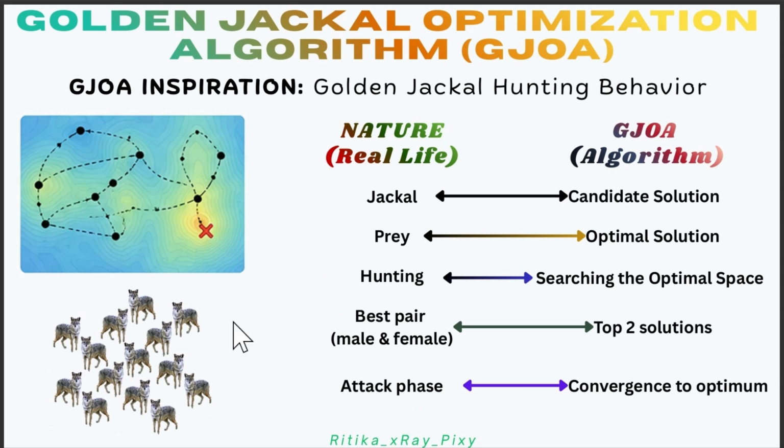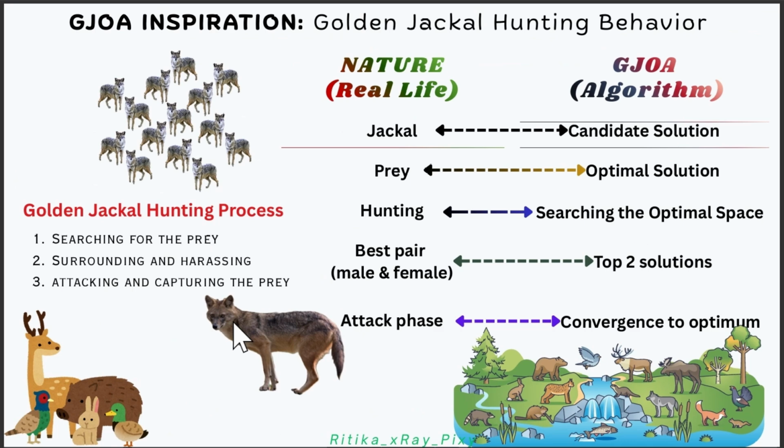Golden jackals typically hunt in pairs. We have a male and a female in a pair, and together they perform different actions like tracking the prey and circling the prey, then attacking at the right moment. First they track the prey, then they surround and disturb the prey until it ceases to move. After this, finally they attack the target.